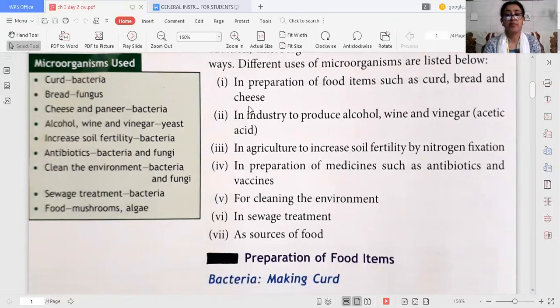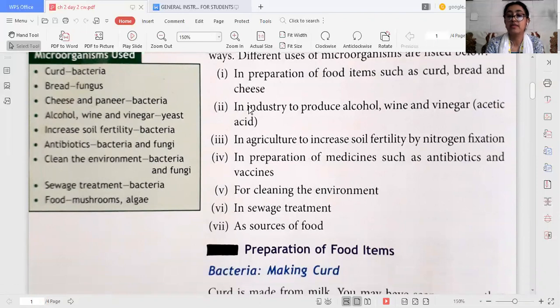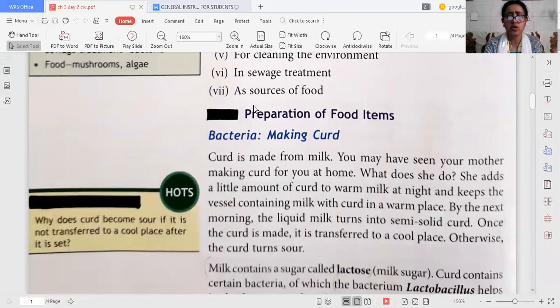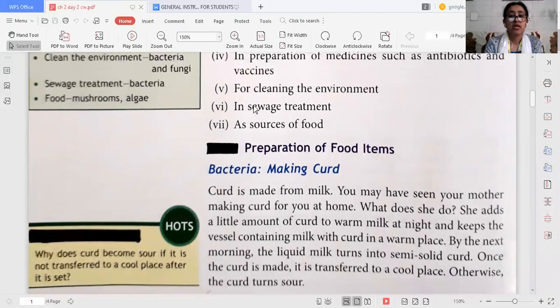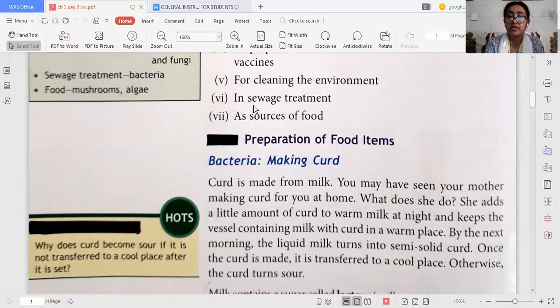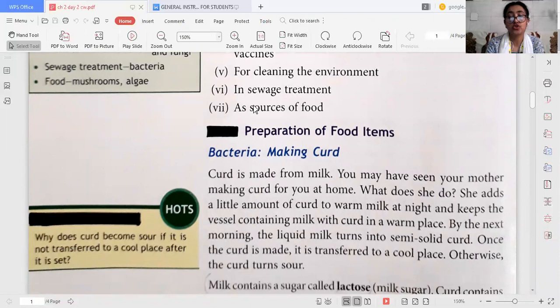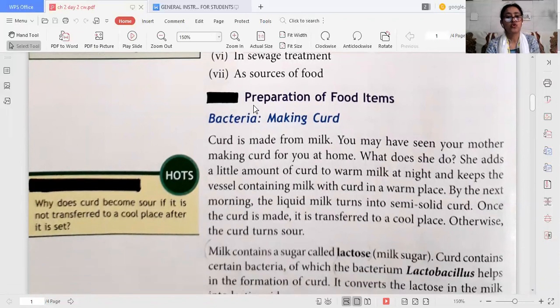And next is in the preparation of medicines. There are a few antibiotics and vaccines which are made by microorganisms. Now, for cleaning the environment, we all know there are bacteria and fungi known as decomposers. They are known as decomposers because they decompose dead plants and animals. So they help in cleaning the environment, in sewage treatment plants, as well as being sources of food. Now one by one we will go through them.